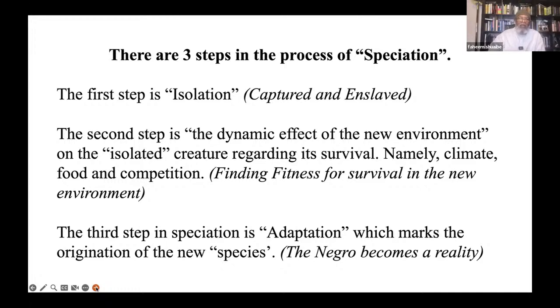So captured and enslaved, we were isolated. Inside that isolation, we had to survive. And that meant surviving the climate, the food issues, and the competition issues for survival. Then the third step is speciation itself, that is making a species. The speciation itself is what is called adaptation, and it is that adaptation which marks the origination of the new species.